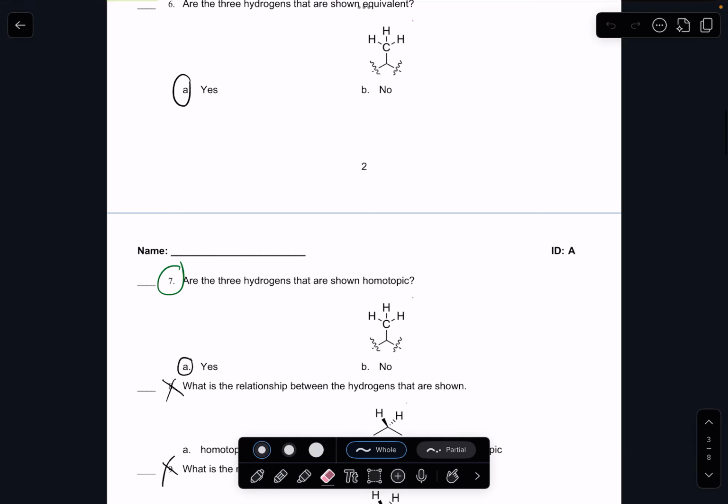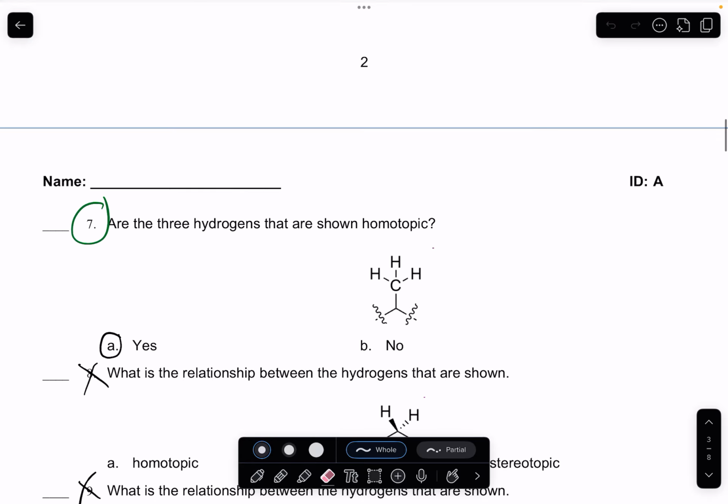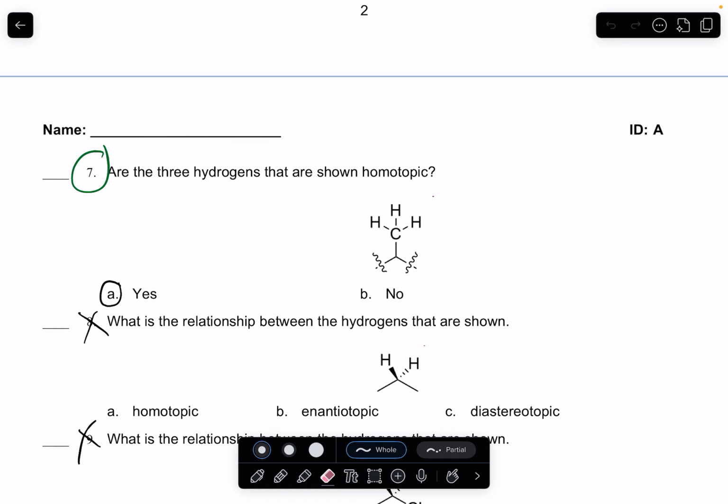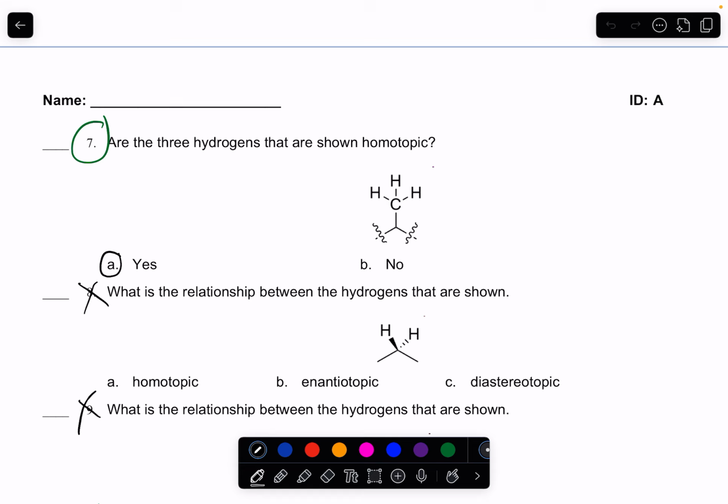Over here, these are some of the questions we weren't able to go over. Are the 3 hydrogens that are shown homotopic? We don't really have to do the replacement test, although we could do the replacement test. Oh, I already put the answer.